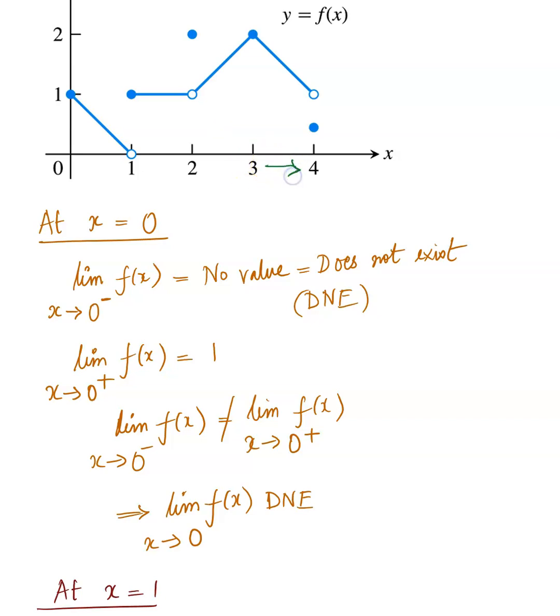Let's approach 4 from the left. You see that the piece that approaches towards 4 from the left approaches 1, corresponding to the y-axis. But if you were to approach 4 from the right, there is no function piece to the right of 4, so we do not have any function piece there. Just like to the left of 0, we had no function piece. Likewise, to the right of 4, we have no function piece. So this is clearly a one-sided limit.